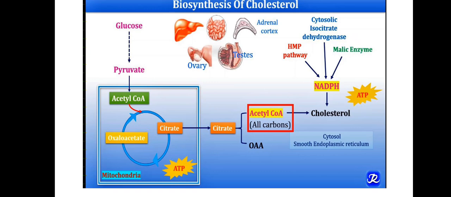Now, this NADPH can come from what we call the HMP shunt. Then there's what we call cytosolic isocitrate dehydrogenase. On this particular pathway as well, you can obtain NADPH. Then there's the malic enzyme pathway, which can also bring about formation of this NADPH. We need this NADPH as a reducing agent as we synthesize cholesterol.